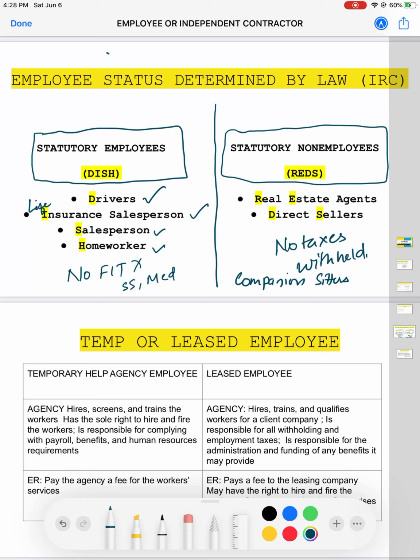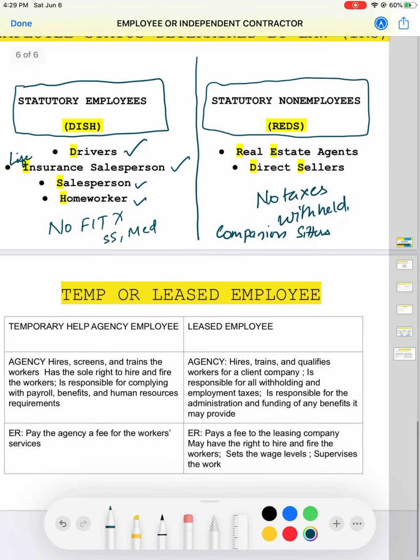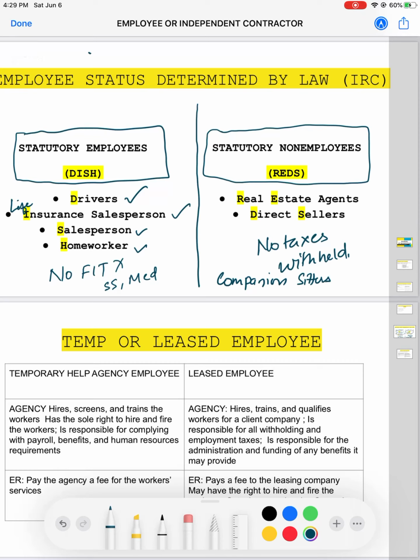And leased employees. Now, for leased employees, the agency hires them, trains them, qualifies the workers for the client company. They are responsible for withholding employment taxes. Agency is responsible for administration and funding of any benefits. And the employer who hires the leased employee pays a fee to the leasing company, but they may have the right to hire and fire the workers. They supervise their work.